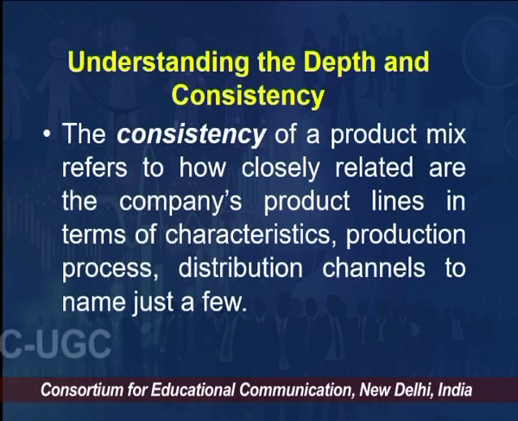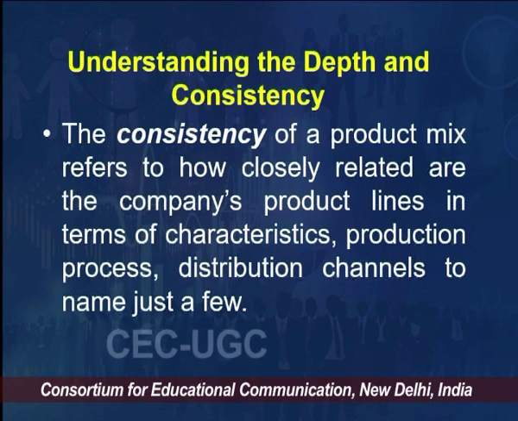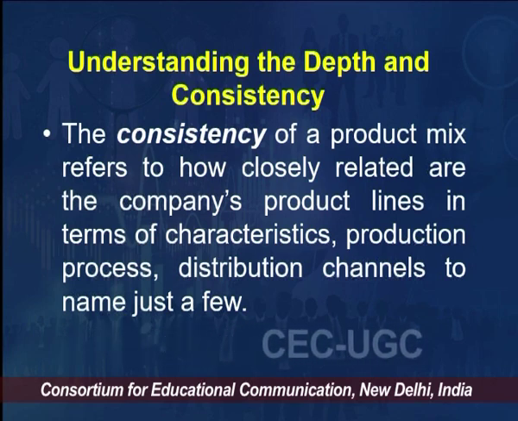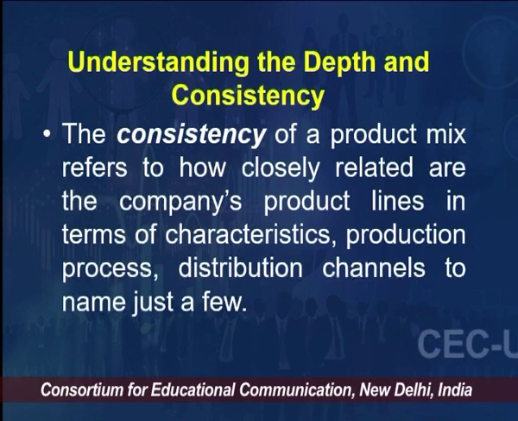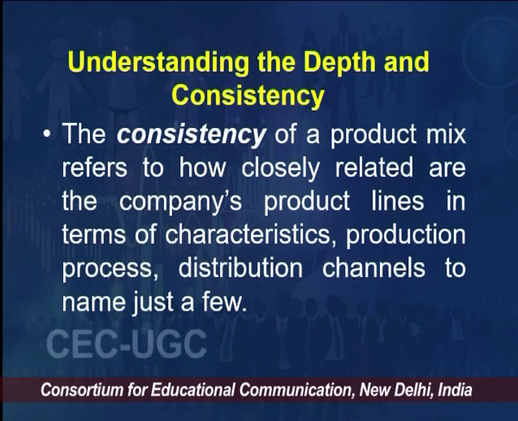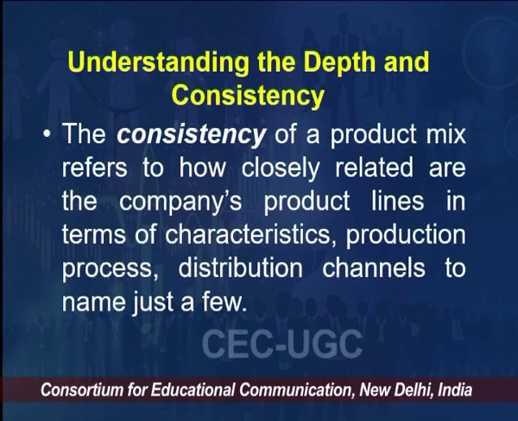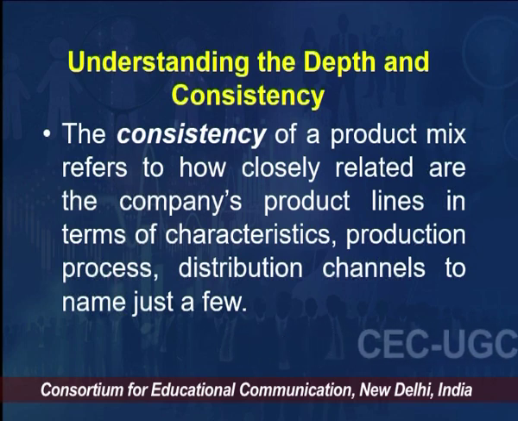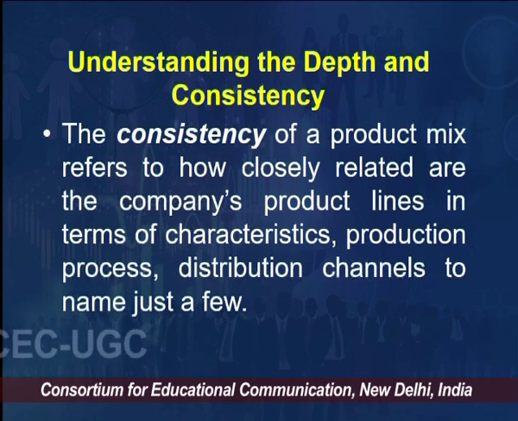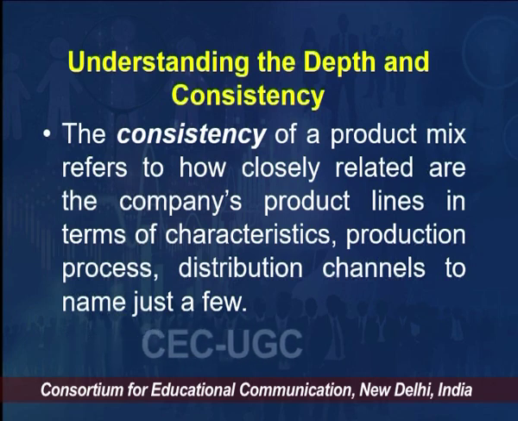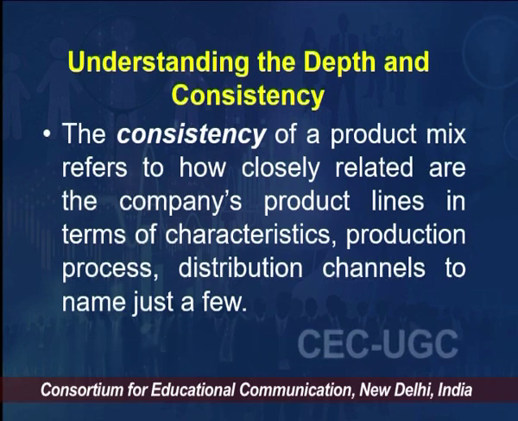It refers to how closely related are the company's product lines in terms of their characteristics, in terms of their distribution channels, in terms of their production process, and there can be several reasons because of which they may be considered as closely related to each other. So if I am talking about those 2 products which are somehow related to each other, we can talk about the consistency. We can consider it to be for defining this consistency of a product mix.